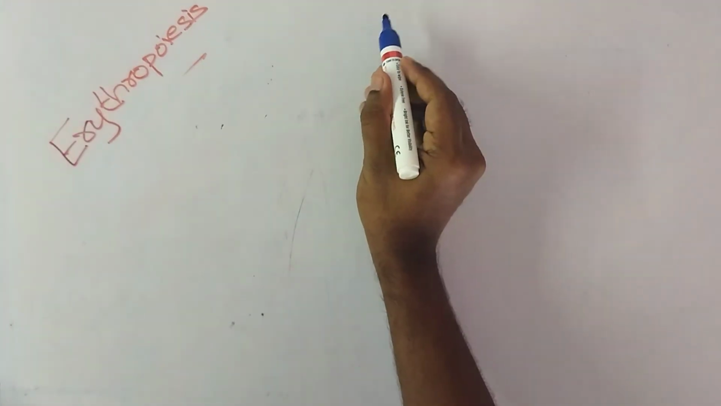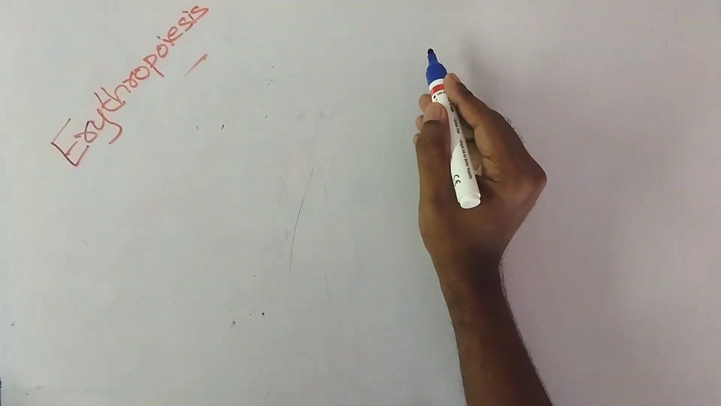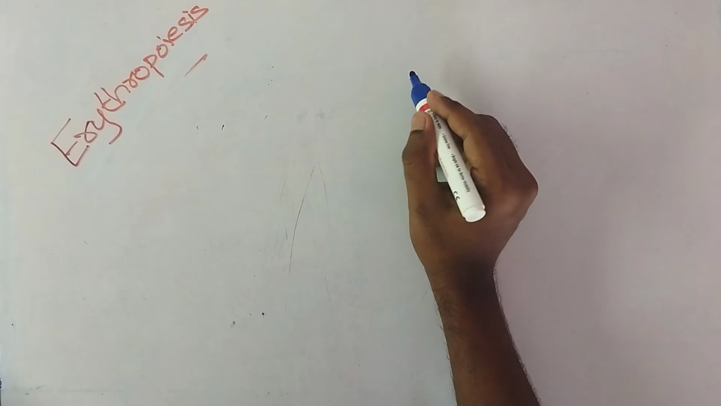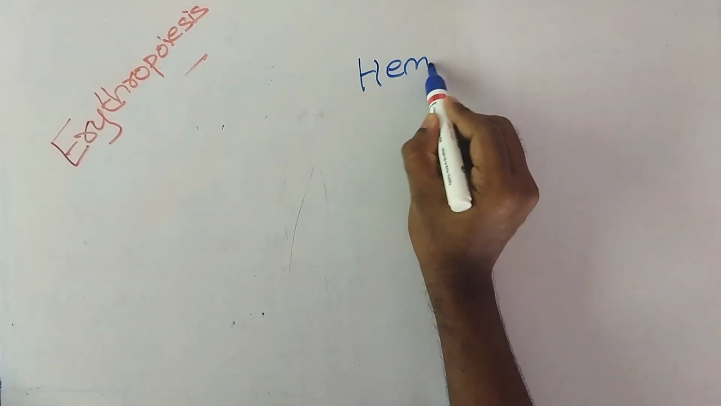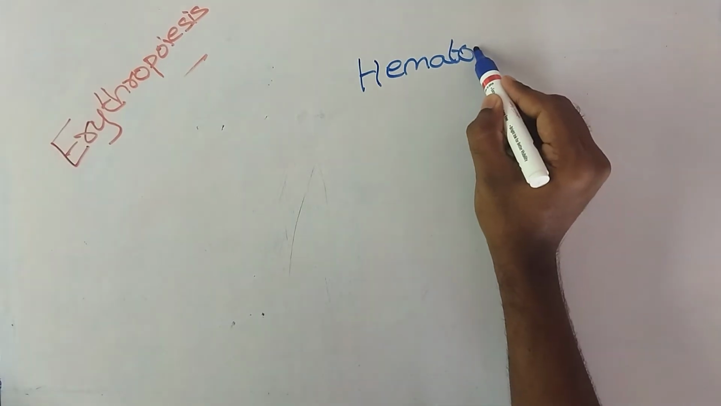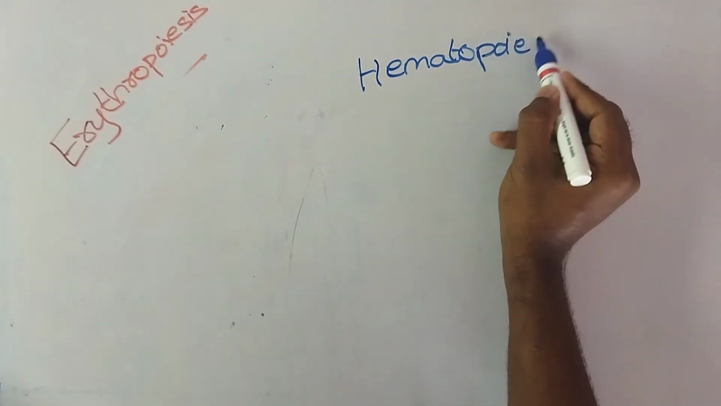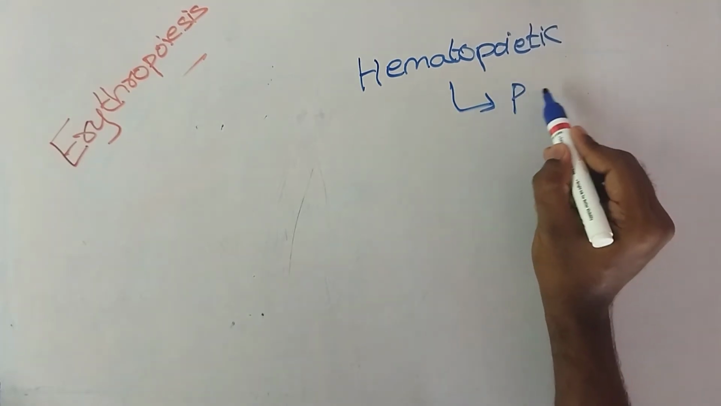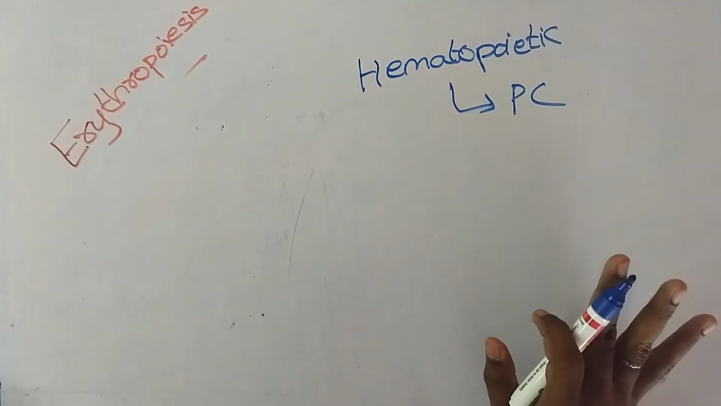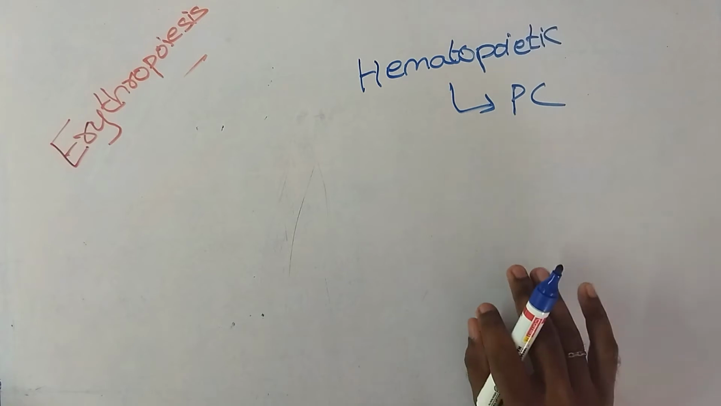Erythropoiesis starts with stem cells, that means hematopoietic stem cells. Hematopoietic means primitive cells. Hematopoietic means primitive.